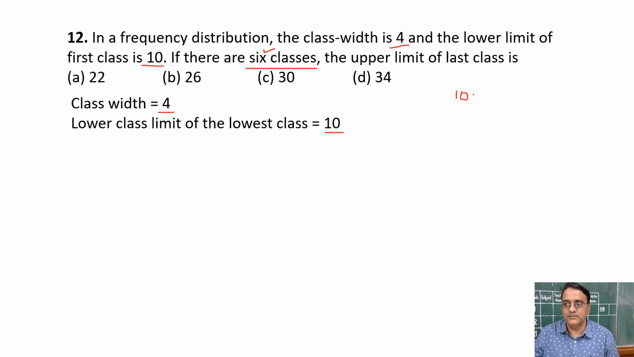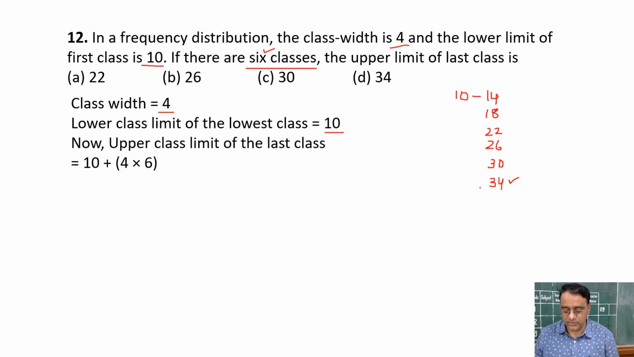10 to 14, अब ये 14 में ऐड करते जाओ, 4 4, नेक्स्ट इज 18, नेक्स्ट 22, नेक्स्ट 26, नेक्स्ट 30, लास्ट 6th 34। सो ये होगा हम लोग का अपर लिमिट ऑफ द लास्ट क्लास। टोटल 6 क्लासेस है, तो ये हम लोग को मिलेगा 10 + 4 × 6, so this is 24 plus 10 is 34, and the correct option is option D, right? So now we are moving toward question number 13.